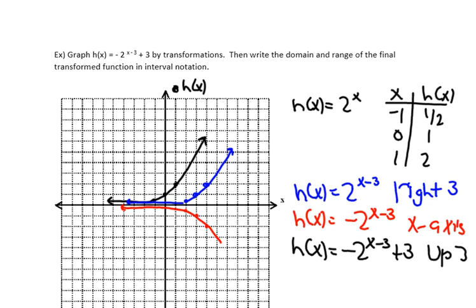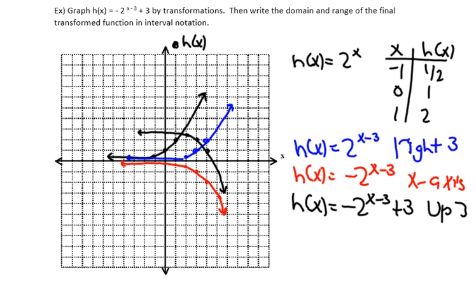Now notice here the range is changing. It is no longer 0 to infinity. It looks like it's -infinity to 0. And now I want to move up 3. Now, so what is the domain? Well, the domain for this has not changed. That is still going to be negative infinity to positive infinity.